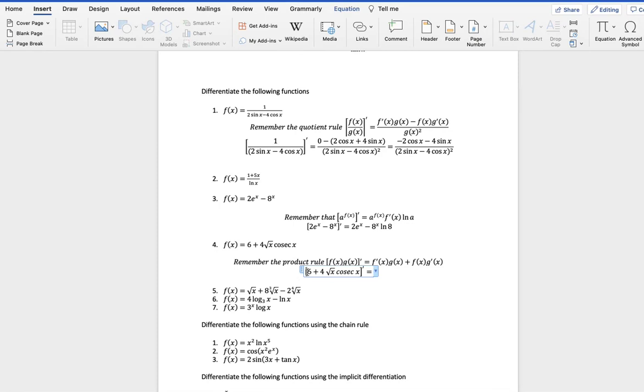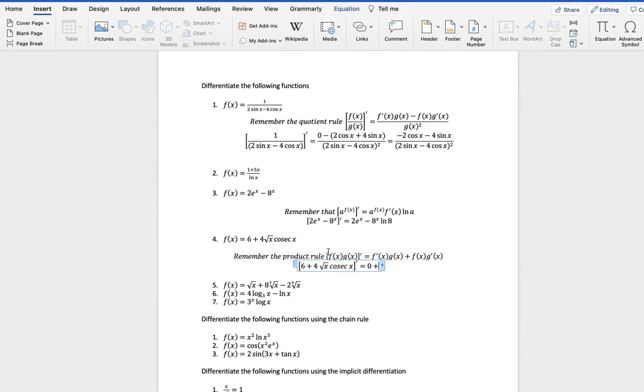we have to first find the derivative of the first part. What's the derivative of 6? 0. Plus the derivative of the second part, which is 4 times square root of x times cosec of x. So here, that's where we will apply the product rule. So apply the product rule and tell me what you get.